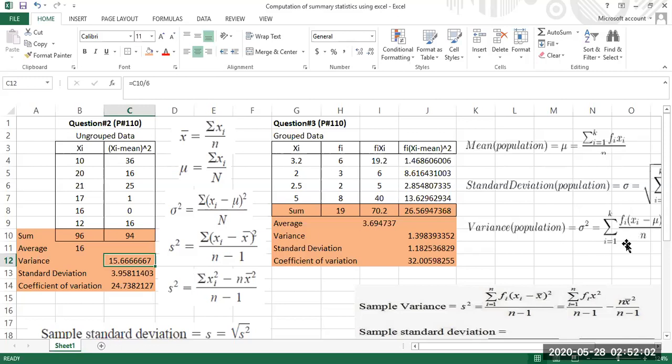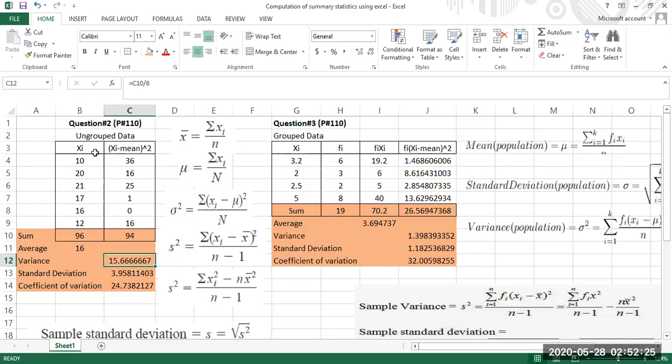Likewise, in grouped data, you can see that the variance or the standard deviation for a population is divided by n, but for a sample, it is divided by n minus 1. So please remember that if you have sample data, the variance will be computed with n minus 1 as the divisor. And if you have population data, then the divisor will be n.